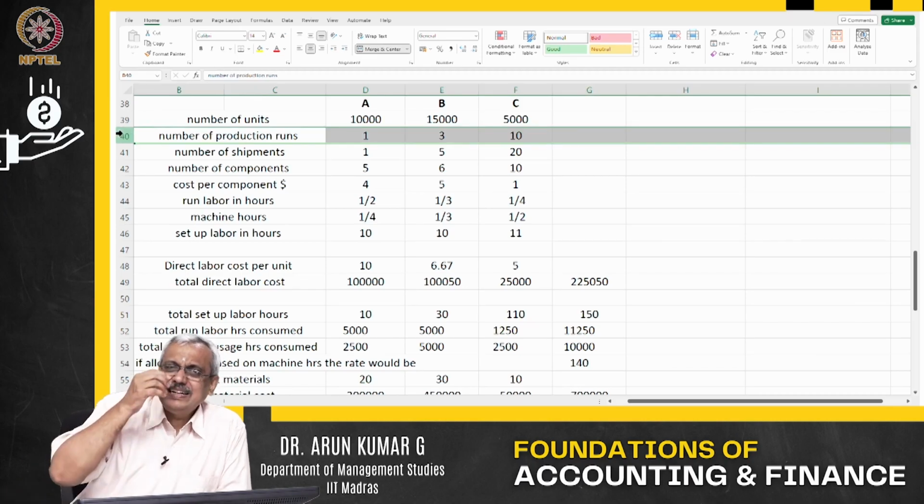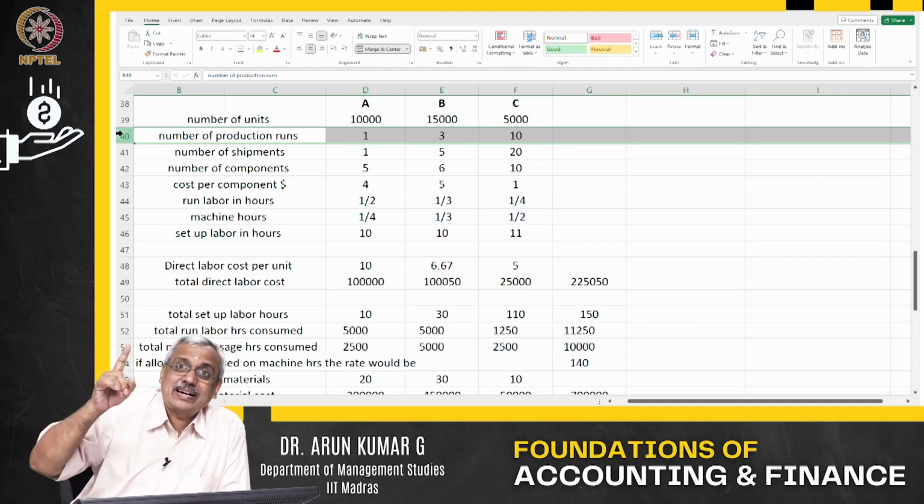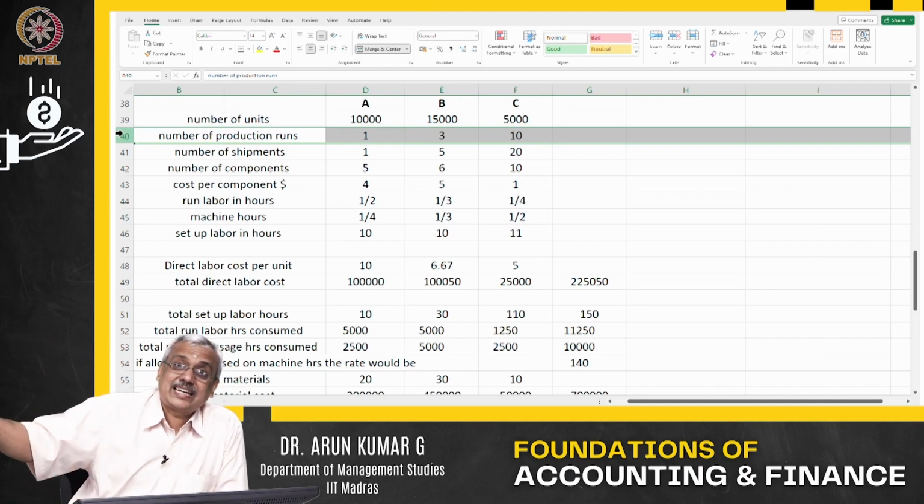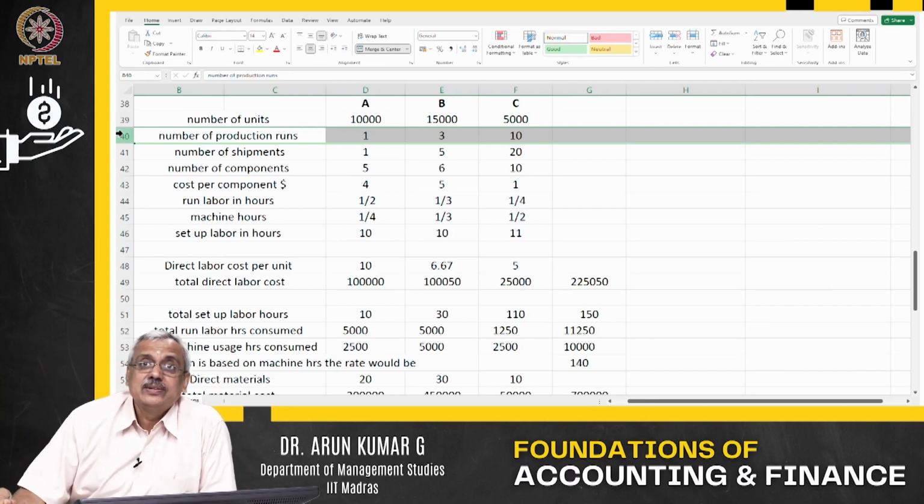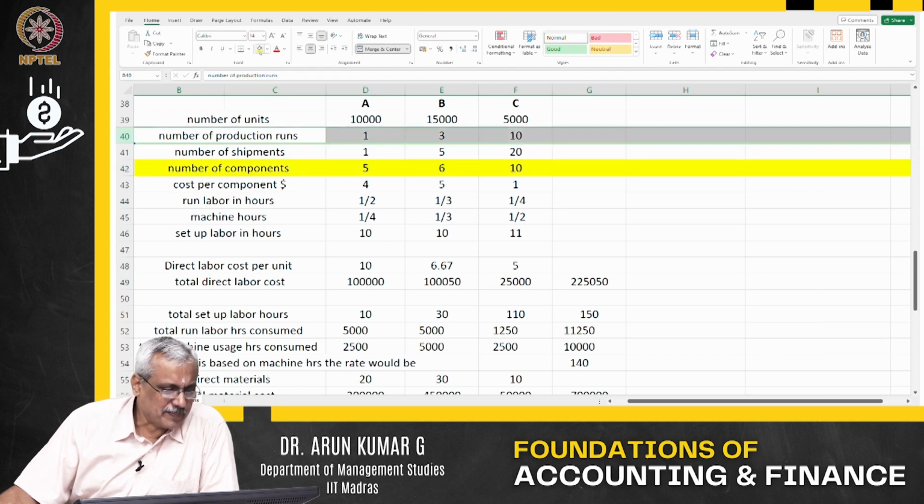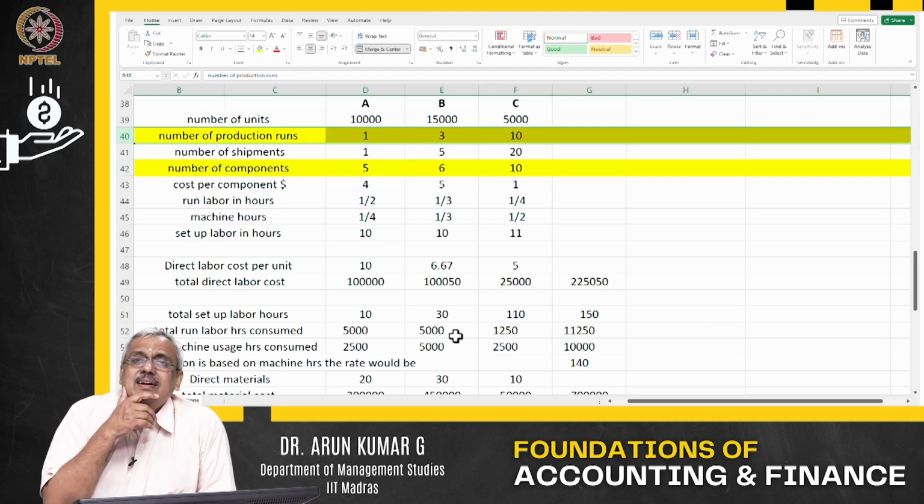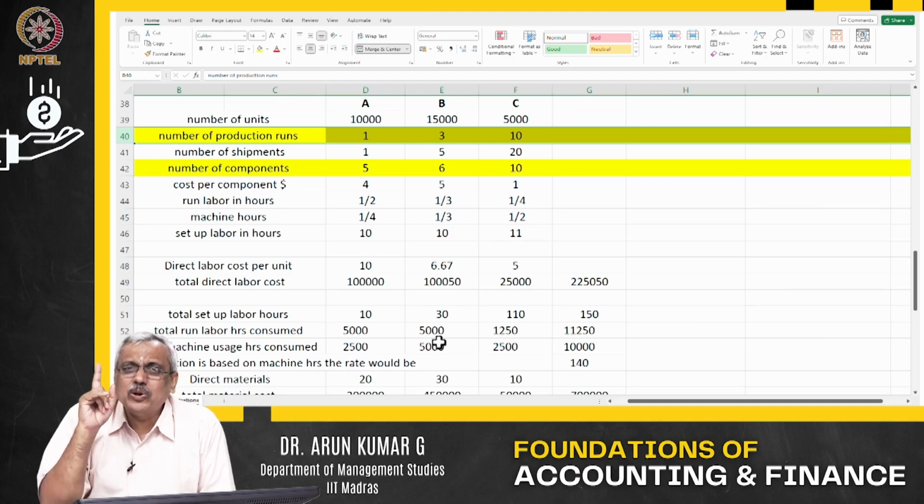So my effort is only once, as compared to product C, where I receive the product 10 times. So my effort is 10 times higher, assuming that you follow this. Next is also related to the number of components. For example, in product A, the number of components is 5 different components. I am going to color these out. I receive 5 components, and I receive them only once.